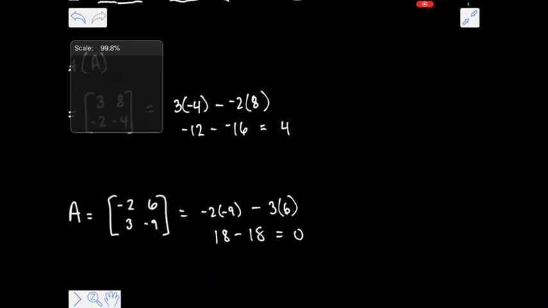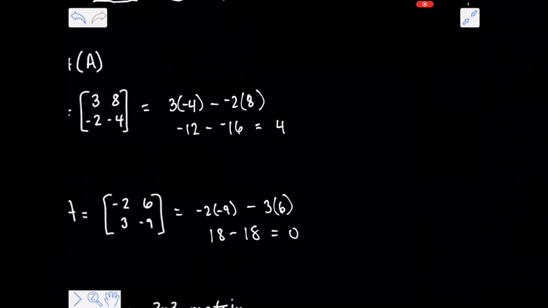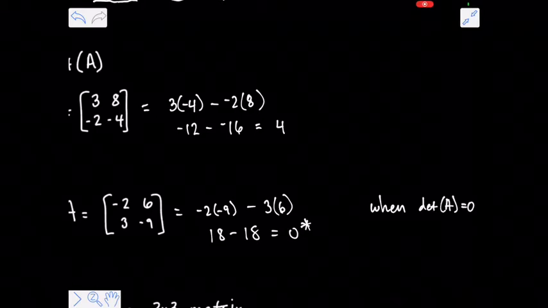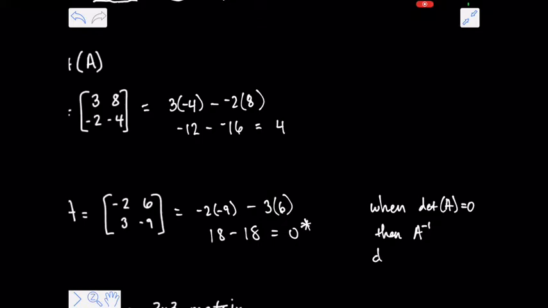Now, this we need to take note of. When the determinant of A equals 0, then the inverse of A does not exist.